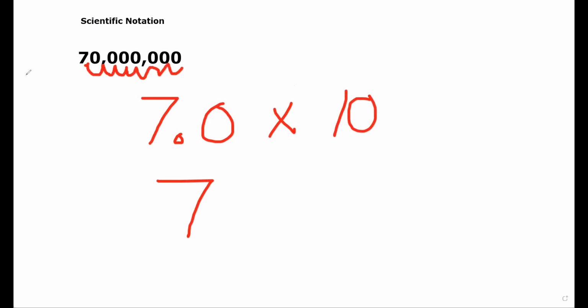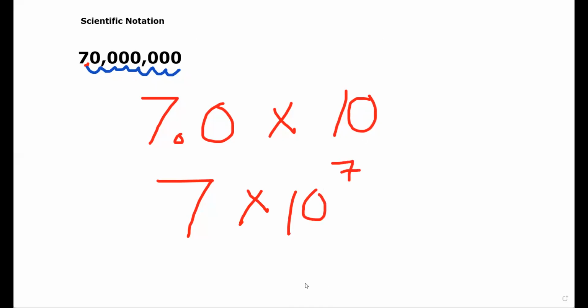10 to the first power is 10. 10 to the second is 100. 10 to the third is 1,000, and 10 to the fourth is 10,000, and so on. So you're dealing with exponents, which we've already been doing. You put the decimal after the first place, and you count how many times you go over to the right. So 1, 2, 3, 4, 5, 6, 7. So this gets you 7 times 10 to the 7th power.